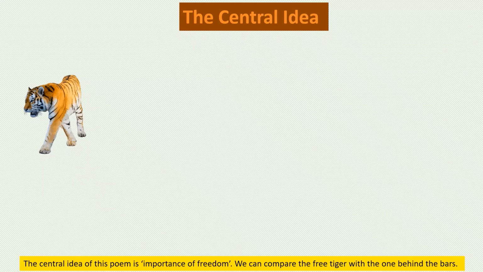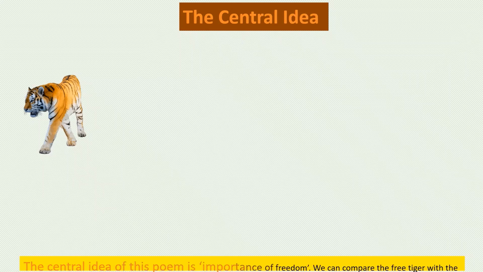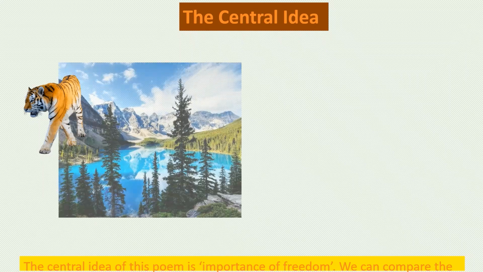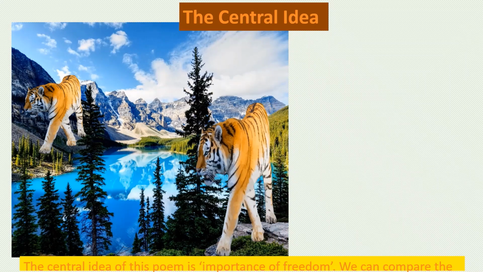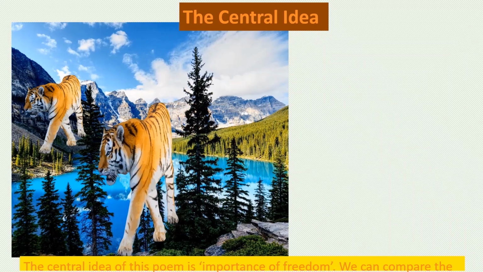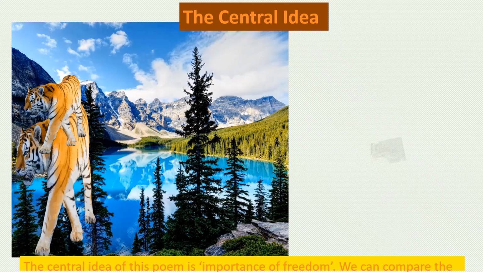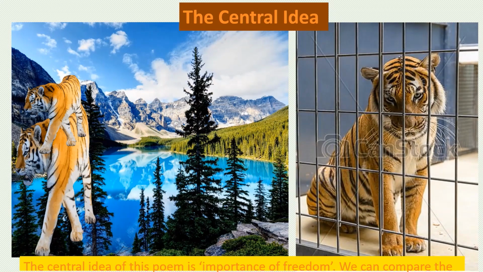So, this is the central idea of the poem. That is freedom की importance, and we can compare a tiger who is free in its natural surroundings and is free to move wherever it wants to go, with a tiger who is caged inside the zoo.